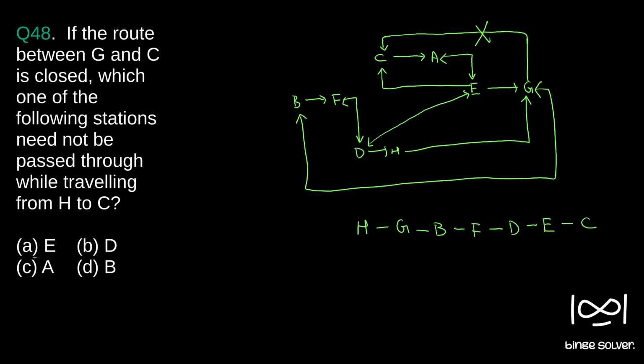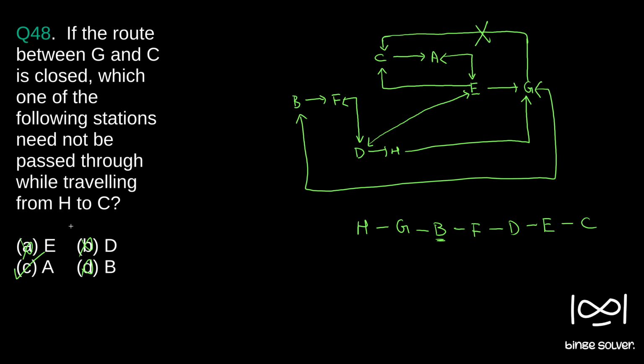So E we need to pass through, so E is the wrong answer. D we need to pass through, so that is a wrong answer. A, there is no A in this, so that is the correct answer. B, there is B in this, so that is also wrong. So our solution to question 48 is C, A.